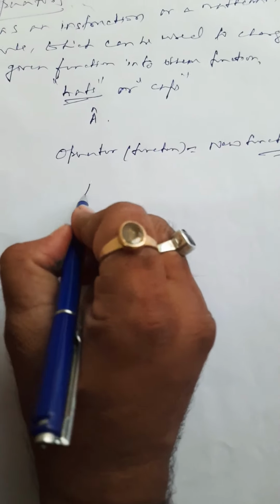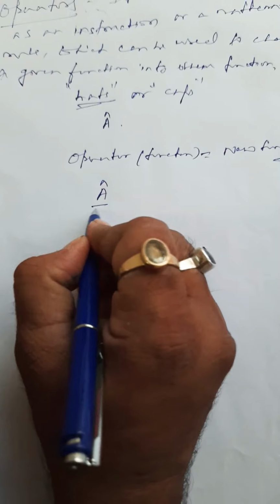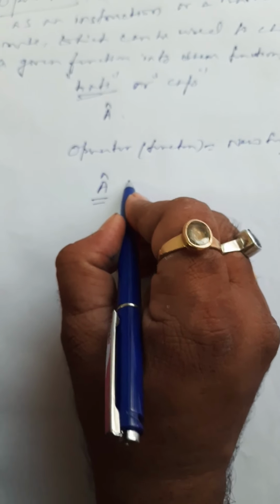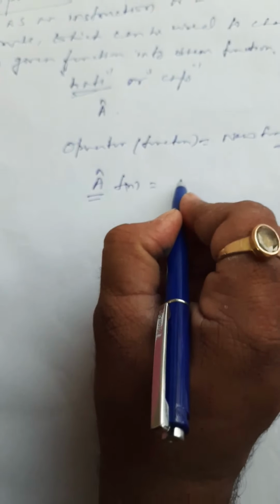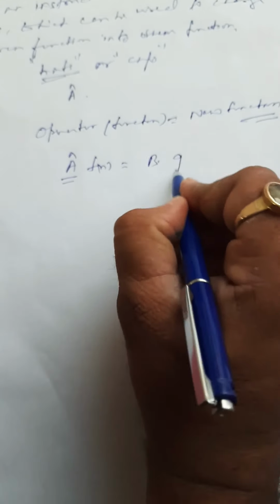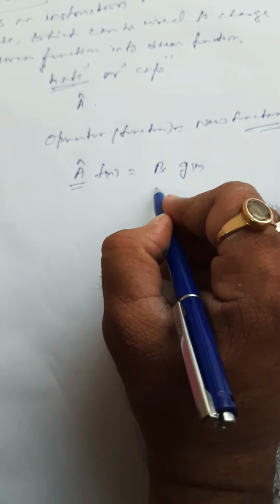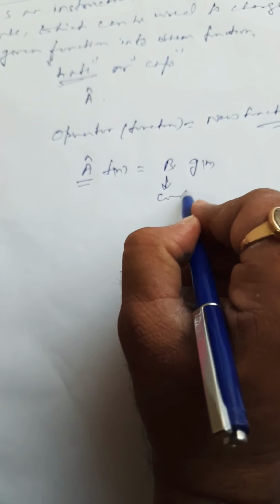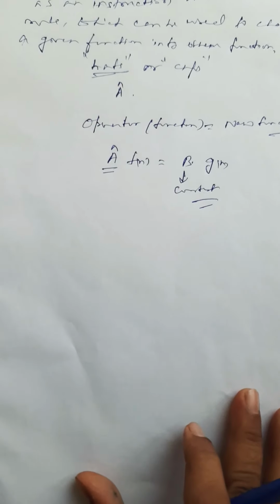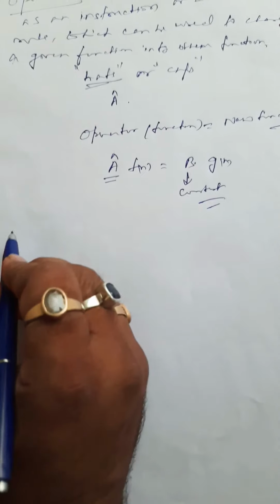We can write it like this: if A cap is an operator operating on a function f(x), it will give another function, say b times g(x), where b is a constant. Now this is the basics of an operator, which is used in quantum mechanics. So some of the basic properties of operators follow.